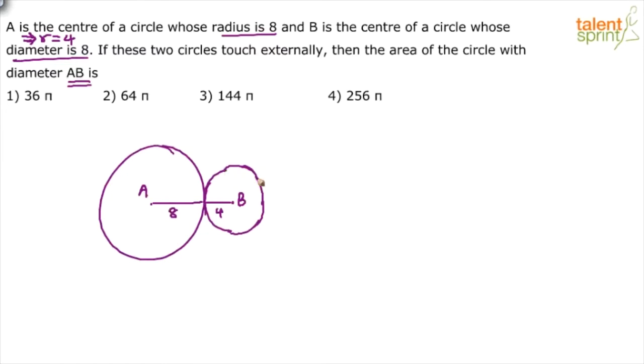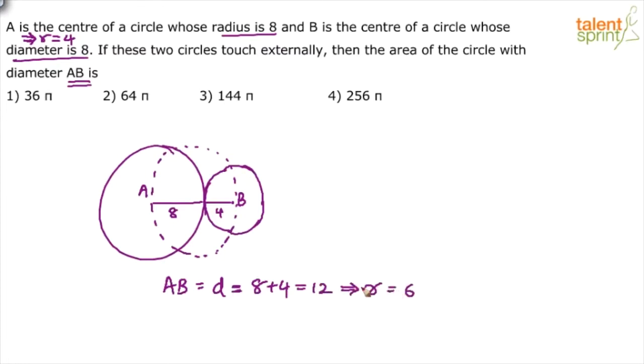Now, like he's given, the two circles touch each other externally. Now we have to find out the area of the circle with diameter AB. AB is the diameter. So can you draw a circle with AB as the diameter? Yes. What will be the length of AB, by the way? AB here is equal to 12. AB is the diameter, which is equal to 8 plus 4, 12. If the diameter is 12, what will be the radius of this circle? Radius will be 6.